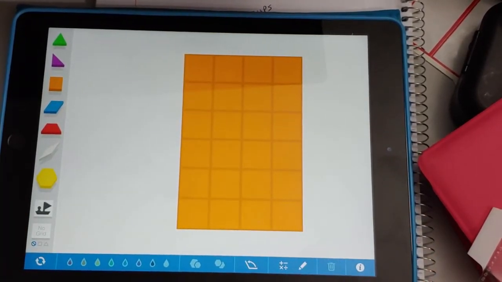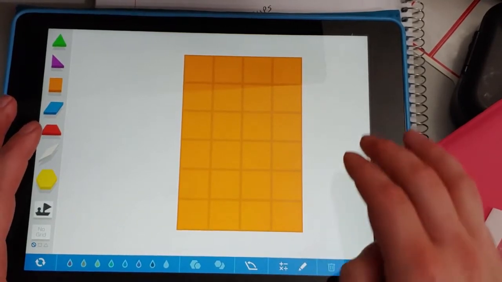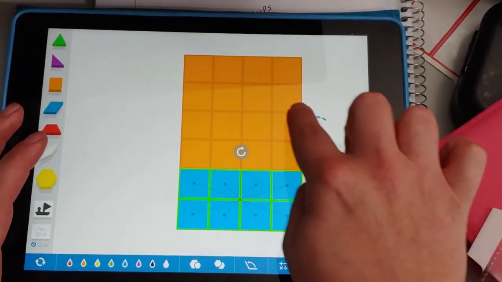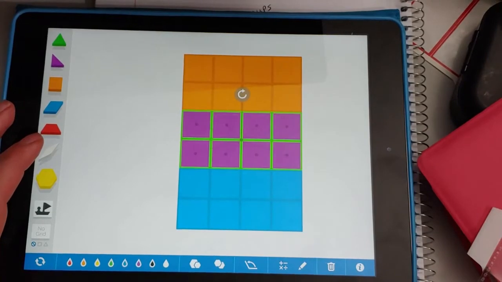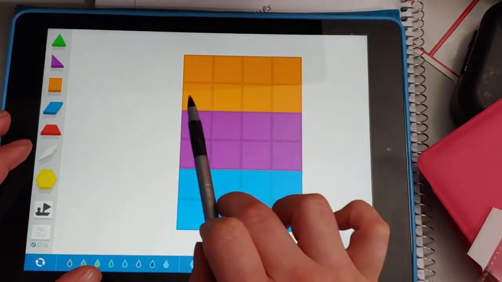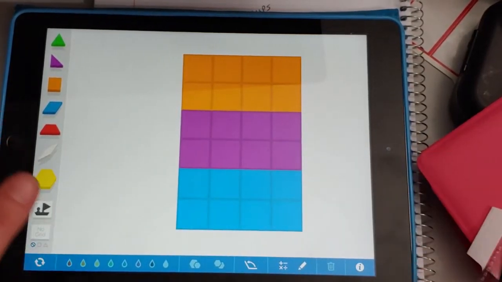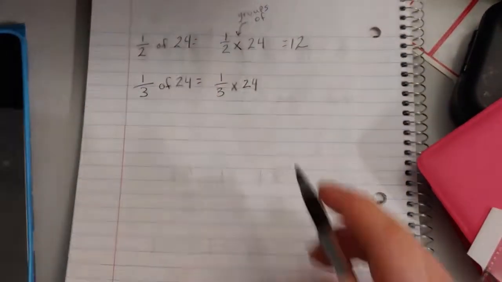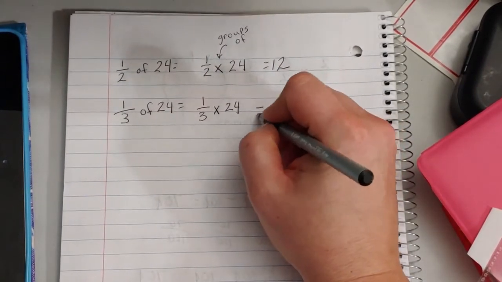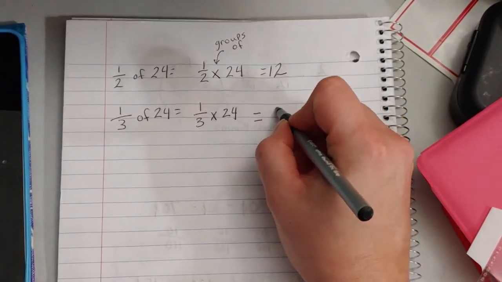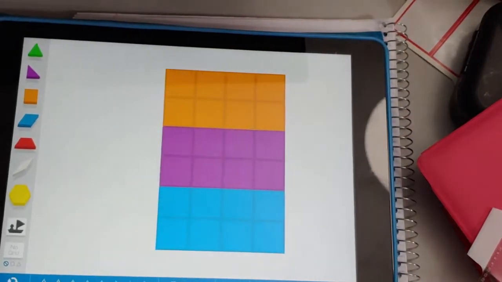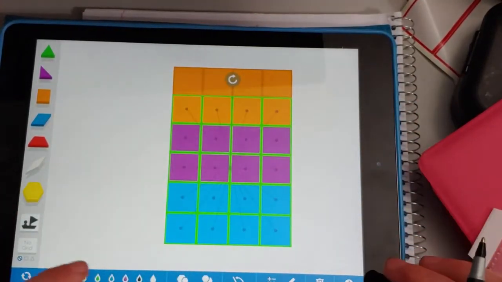So I need to figure out how to make 3 equal-sized groups. And I see 1 group, 2 groups, 3 groups. So each one, 1, 2, 3, 4, 5, 6, 7, 8, 3 groups that are equal sized. So 1/3 of 24, 1/3 times 24, or 1/3 group of 24 is 8. Change those all back to orange.